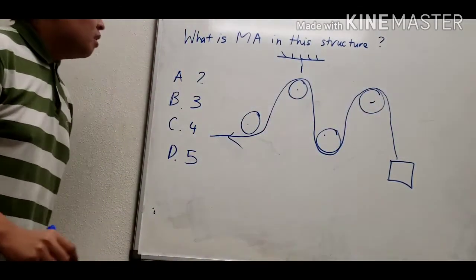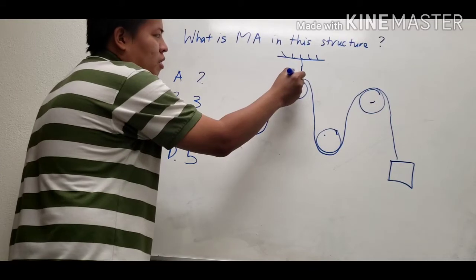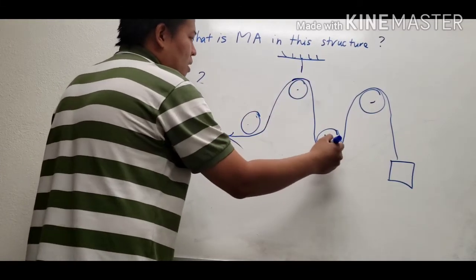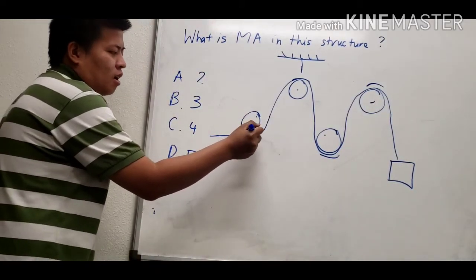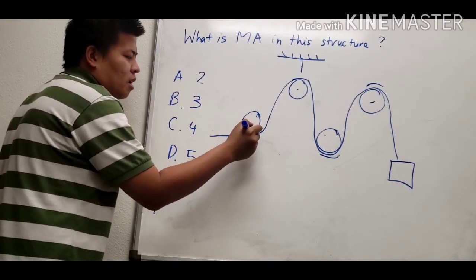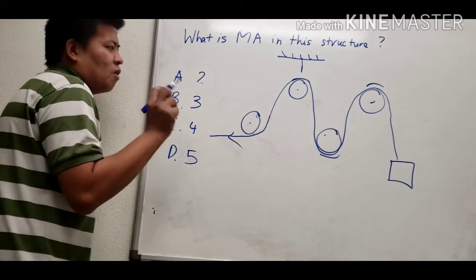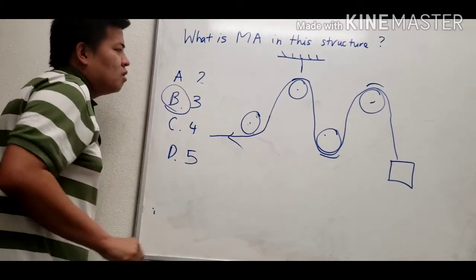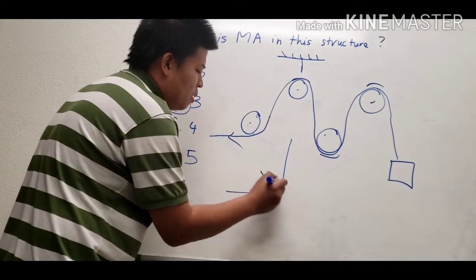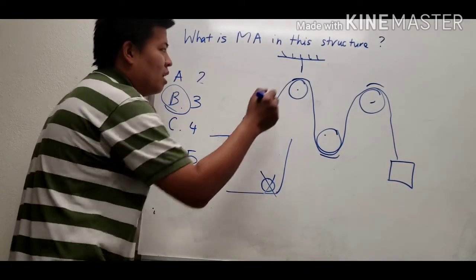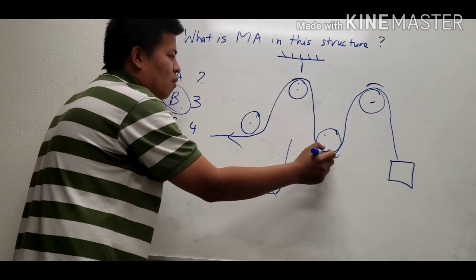1, 2, 3, 4. But the string in here doesn't hit on the pulley. This string hits on the top, on the below of the pulley and the top, but this one doesn't hit on the pulley, because if the string doesn't hit the pulley, it has no force to affect this pulley. So make sure that when you see the string like this, this pulley will not count.